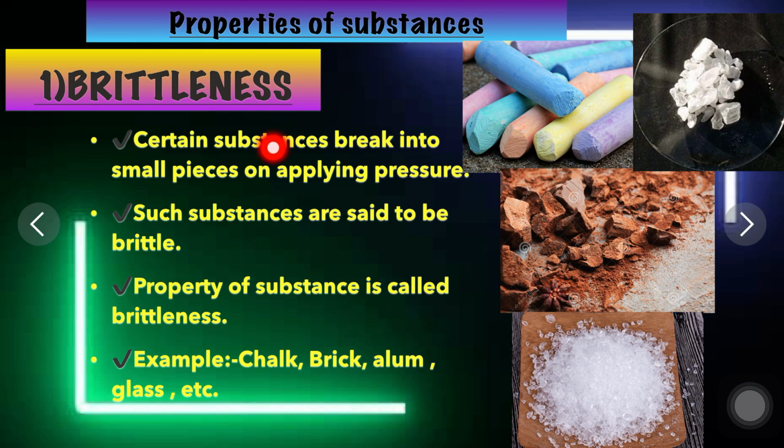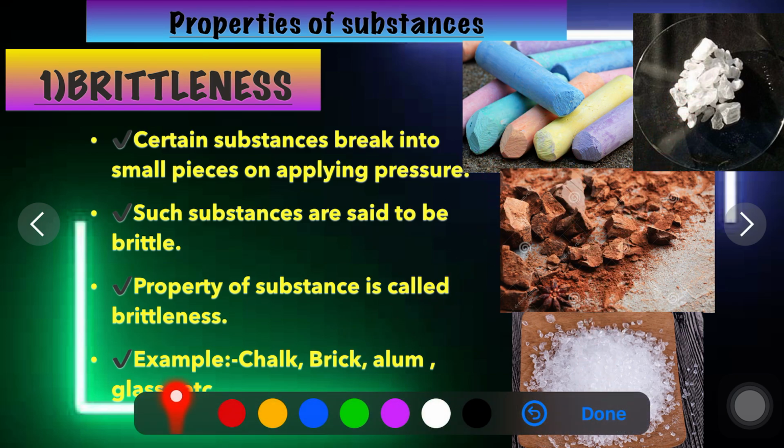Understood what is brittleness? Certain substances break into small pieces on applying pressure. Such substances are said to be brittle. This property of substance is called brittleness. Examples: chalk, brick, alum, glass, etc.